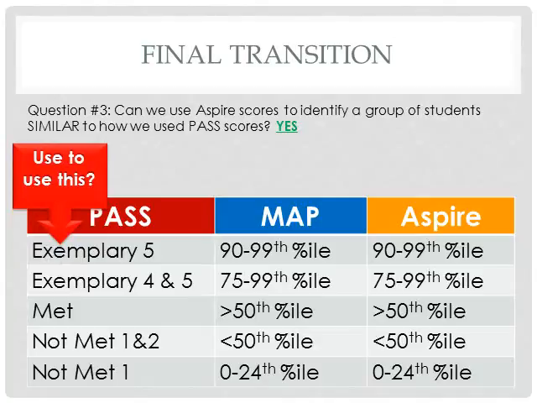And then at the bottom, if you used to use not met 1 to qualify certain students for tutoring or after school programs or things like that, then now if you look to the right, you can use the Aspire column, the 0 to 24th percentile achievers, to identify the same type of group of students.